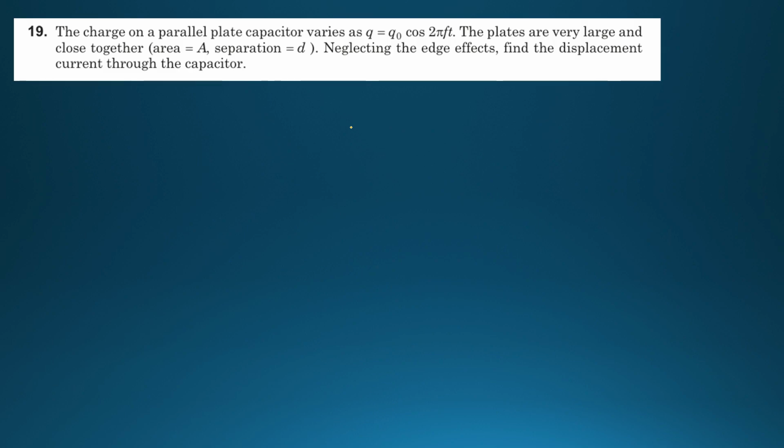The charge on a parallel plate capacitor varies as Q is equal to Q naught cos 2 pi ft. The plates are very large and close together. Neglecting the edge effects, find the displacement current through the capacitor. Please try this question. Displacement current is asked.